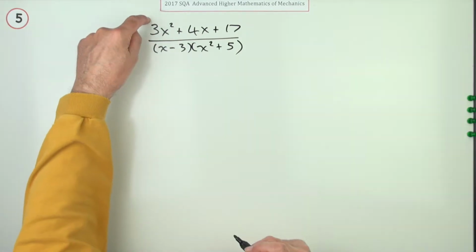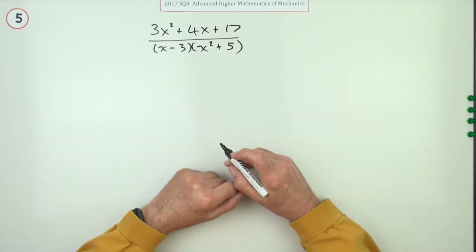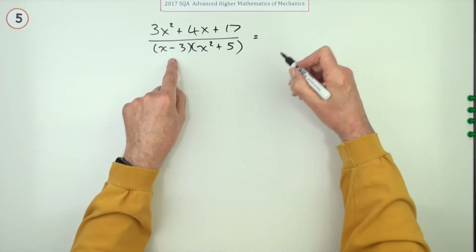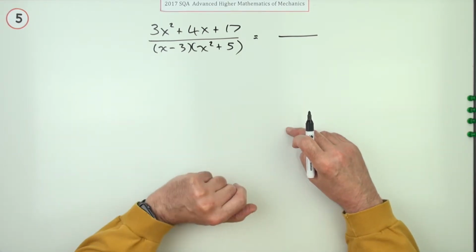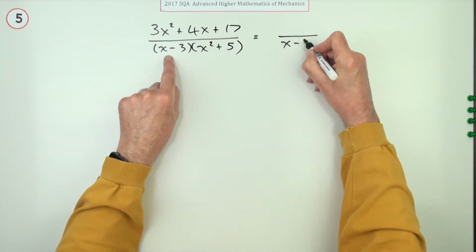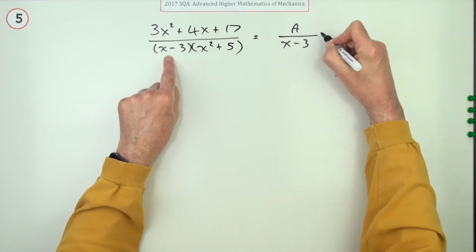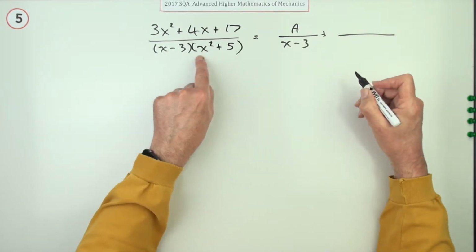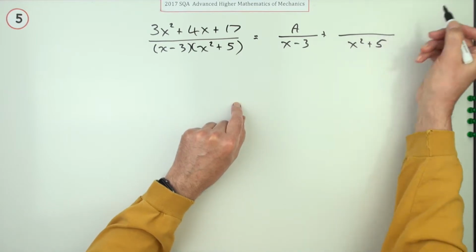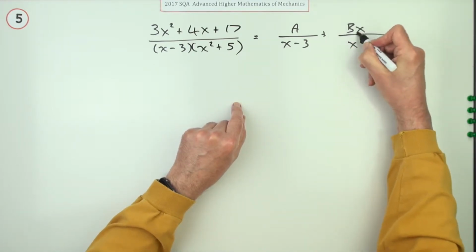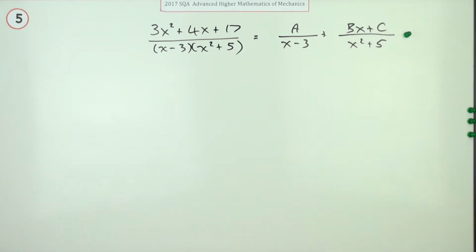Well, the numerator's already of a degree less than the denominator, so we've got a cube in the denominator, which means you can express it straight away then as the sum of 2 fractions with these denominators. X minus 3, which is linear, so the top would have to be a degree less, that's a constant. The irreducible quadratic, x squared plus 5, so the numerator would have to be a degree less, so that will be a linear expression, bx plus c. Now, doing that gets a mark.